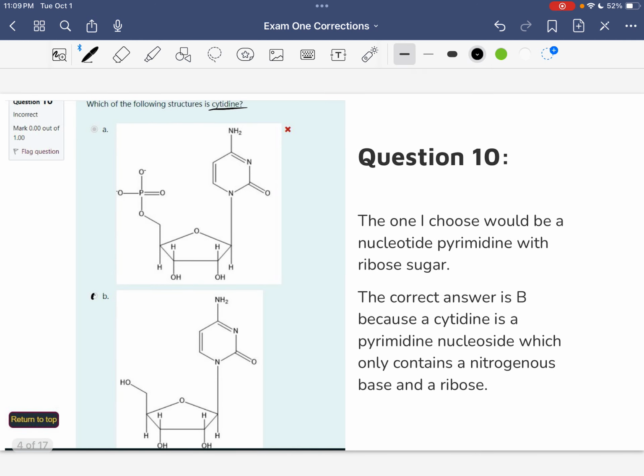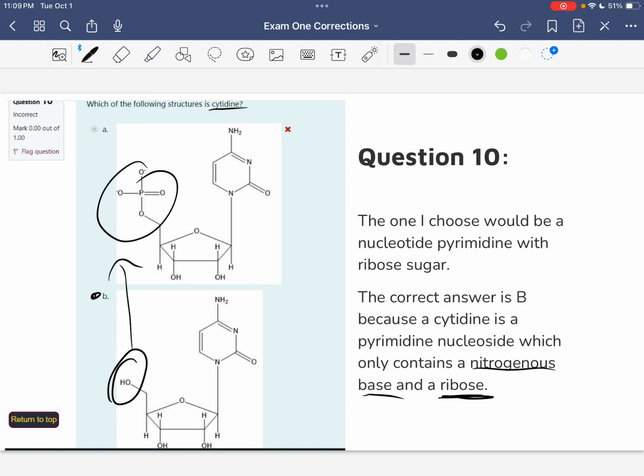From there, we have question number 10. This one I was thinking backwards, so this should be the correct answer, letter B, because it's lacking this phosphate group up here, and all of these will have only nitrogenous bases and ribose, no phosphate groups.